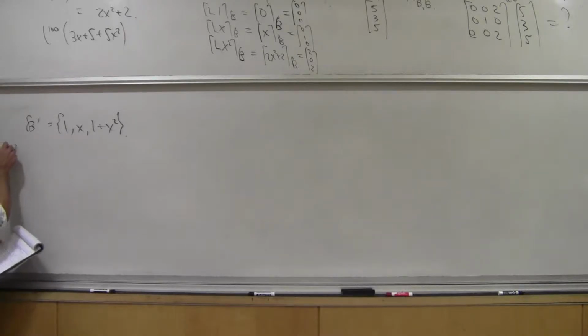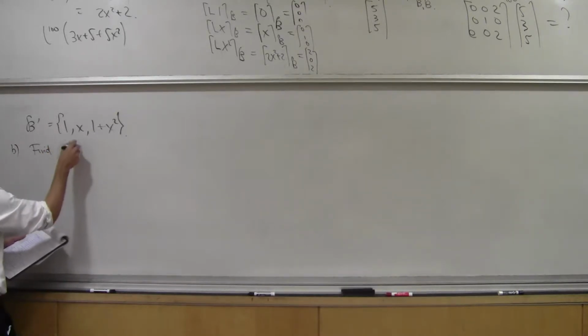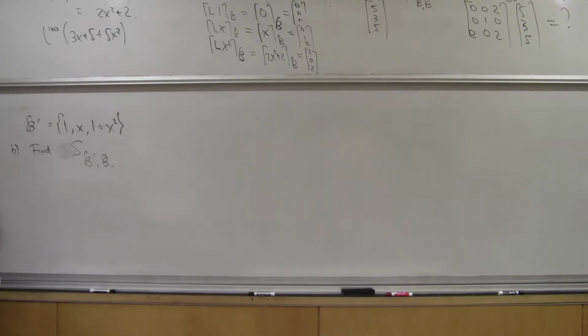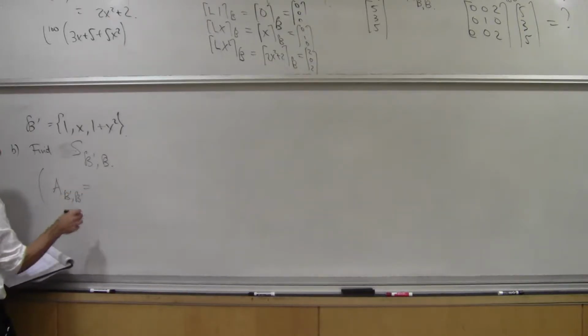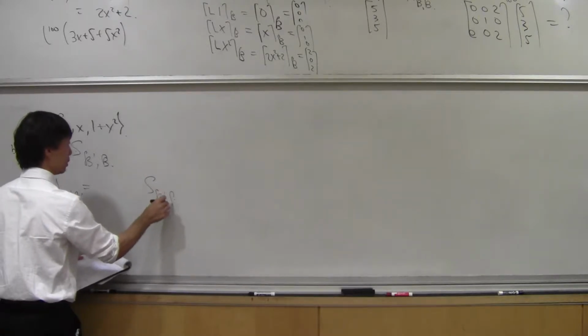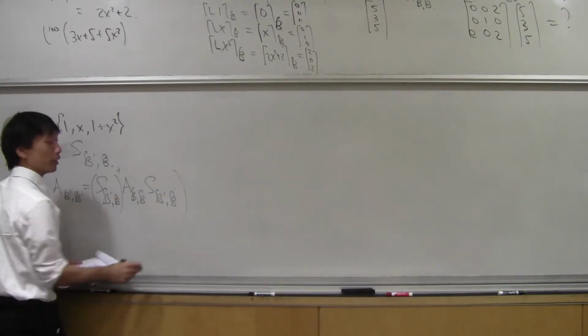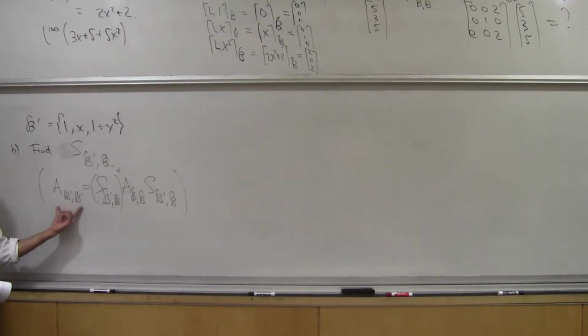Okay, so exercise 2: find, for practice, the transition matrix S B prime B. Because if we want the matrix representation with respect to B prime, we're going to use S B prime B and conjugate our original A B B matrix by it. So find the matrix that goes from B prime to B, because that'll allow us to get the A B prime B prime matrix.